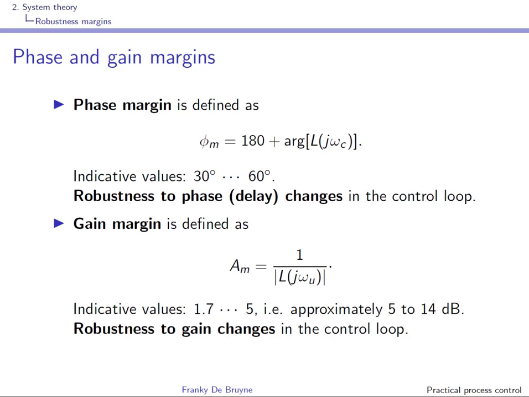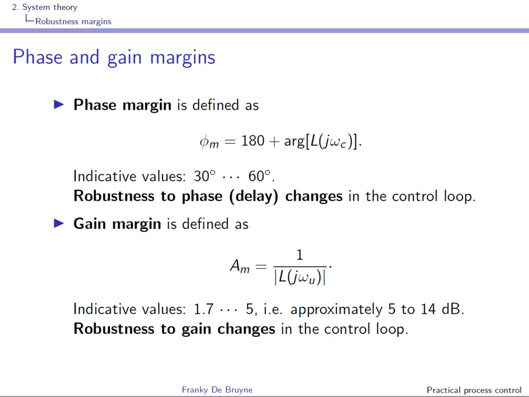The gain margin is 1 over the loop gain at the ultimate frequency, or the phase crossover frequency. If you multiply the loop gain by this gain margin at the ultimate frequency, you'll have a loop gain of 1. So you'll be at the limit of stability. So if you take something that is higher than this gain margin, you'll go to instability.